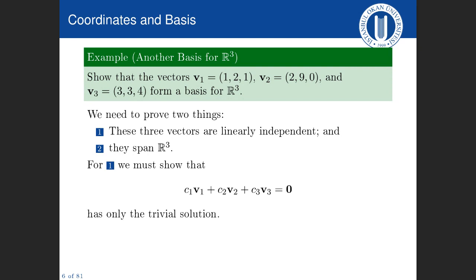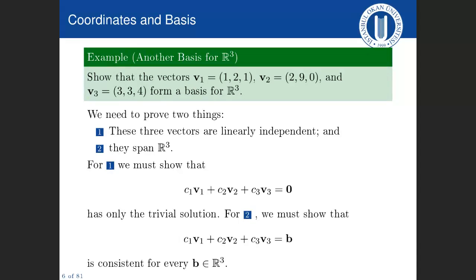For the first one, if you recall, we talked about linear independence last week. To show that they are linearly independent, we need to show that the equation c1v1 plus c2v2 plus c3v3 equal to the 0 vector has only the trivial solution. In other words, the only solution of this equation is c1 equal to 0, c2 equal to 0, and c3 equal to 0.